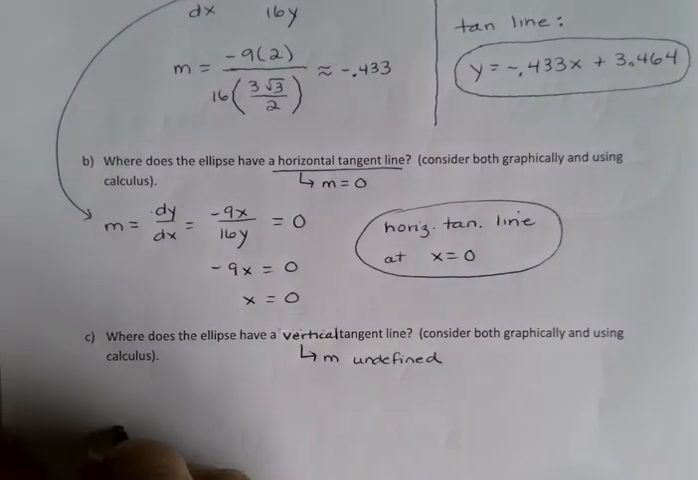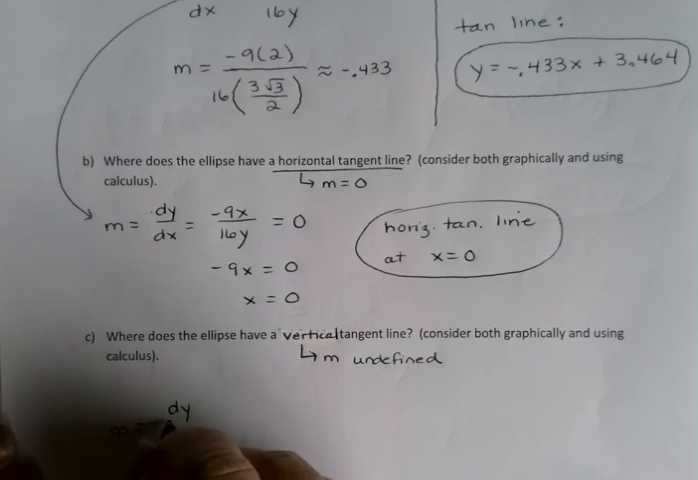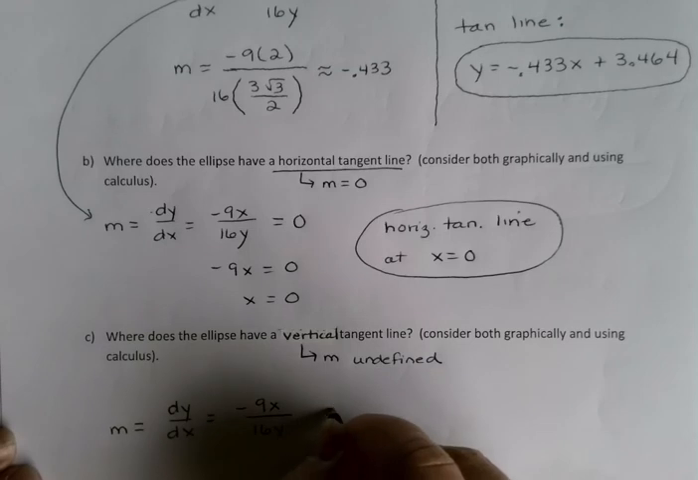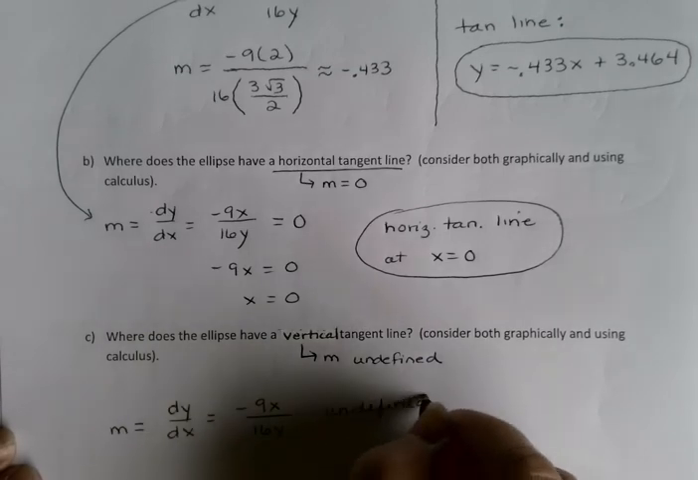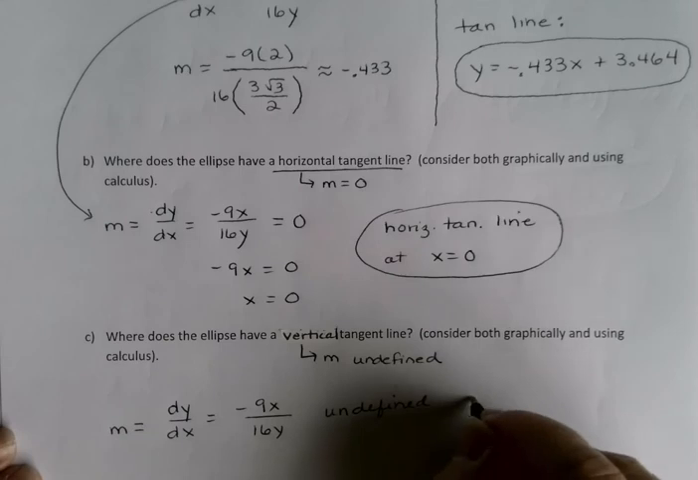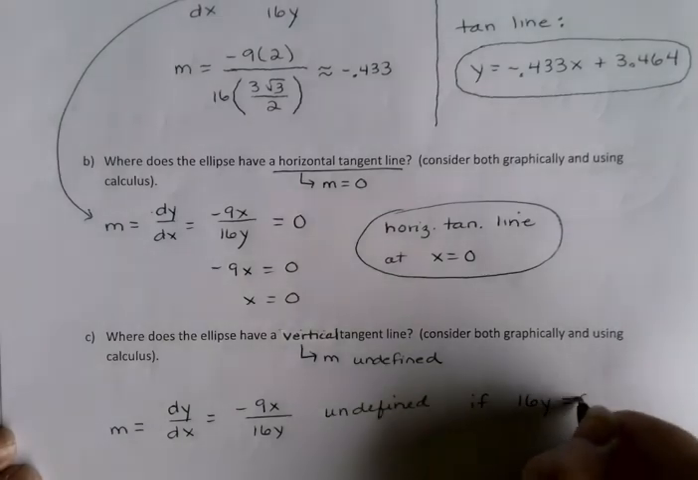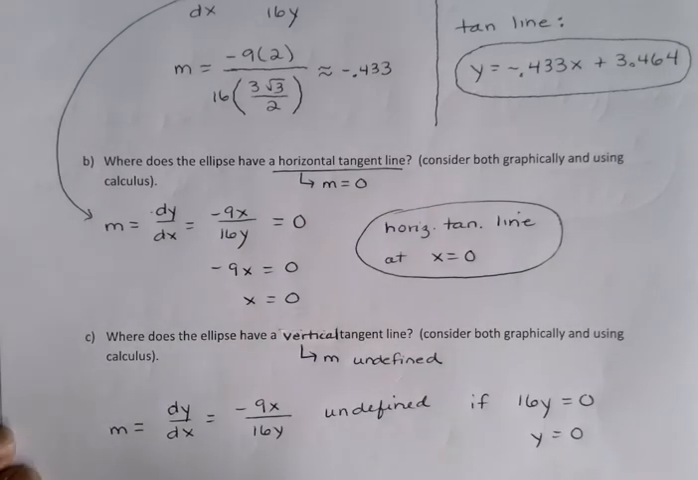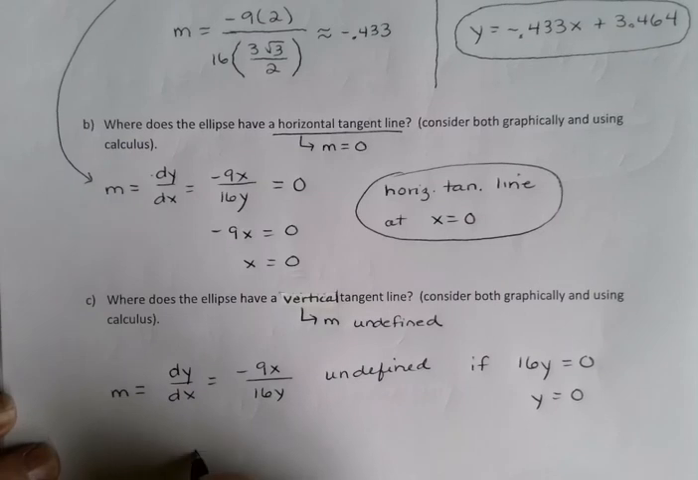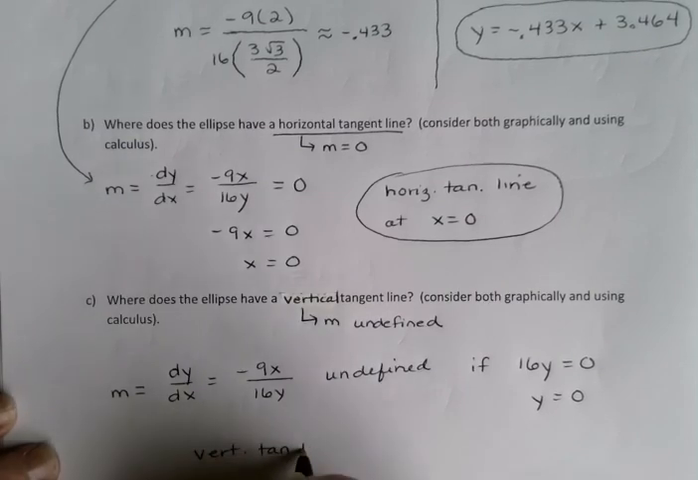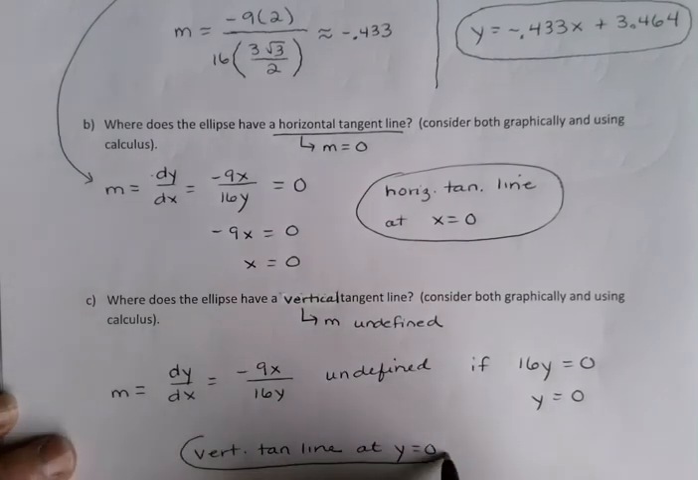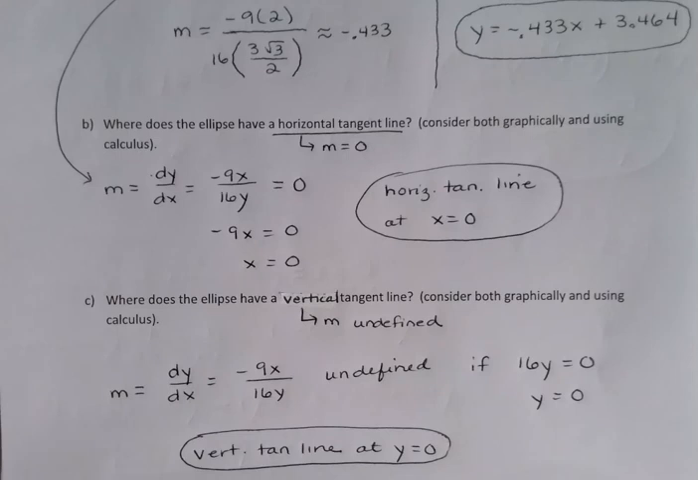For a vertical line, slope's undefined, right? So once again, I already calculated my slope function, which is the derivative. And that's going to be undefined if the denominator is equal to 0. So if 16y is equal to 0, or in other words, if y equals 0, I would be expecting a vertical tangent line at y equals 0.